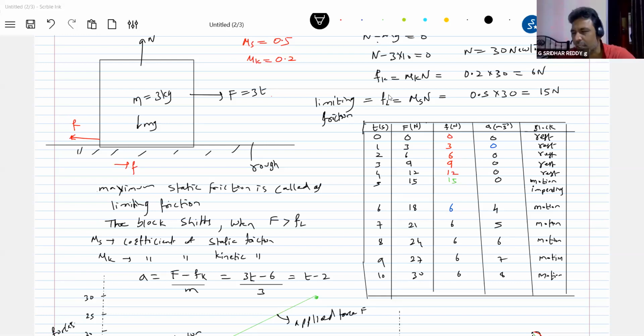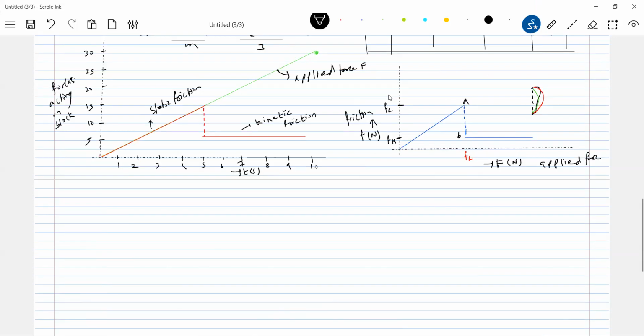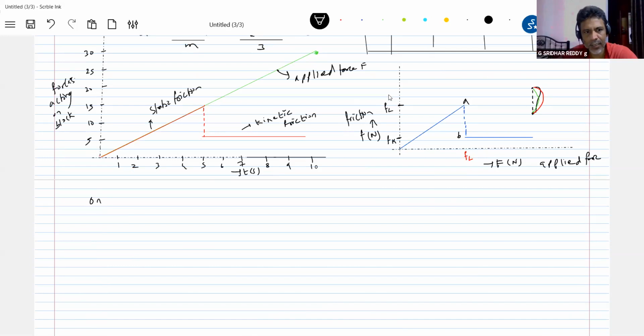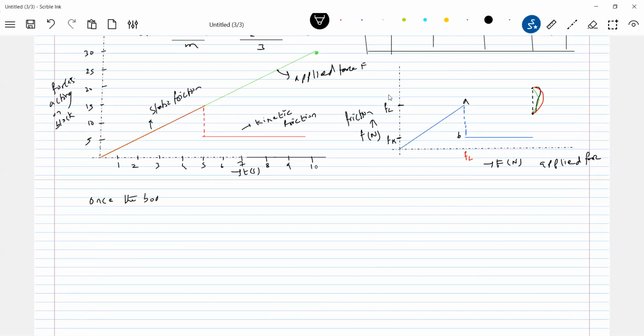Just repeat the sentence once. The kinetic friction sentence? Yes, sir, I'll write. Once the bodies slip on each other, the friction, I'll write it. Once the bodies slip on each other, slips on each other.